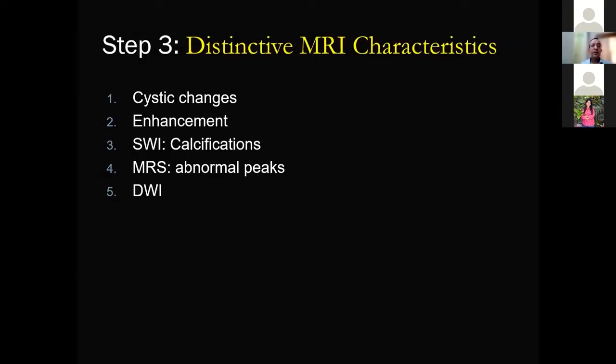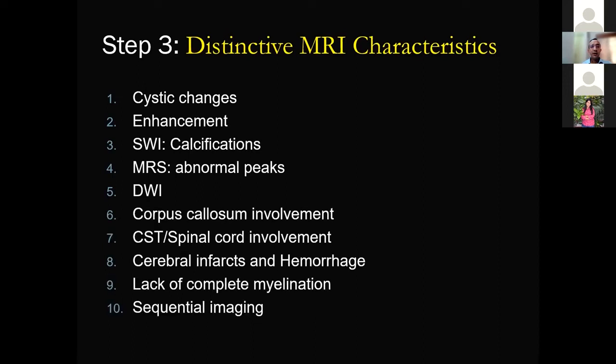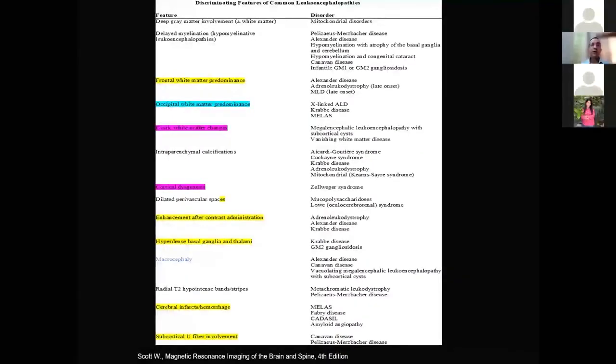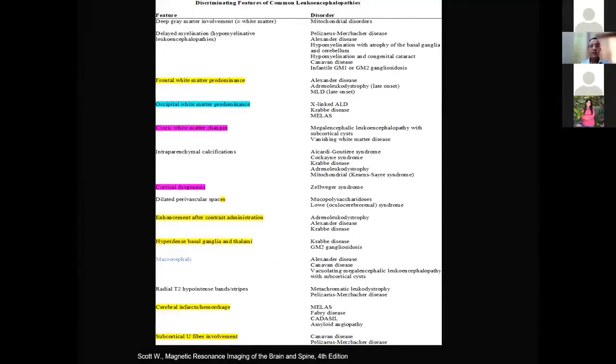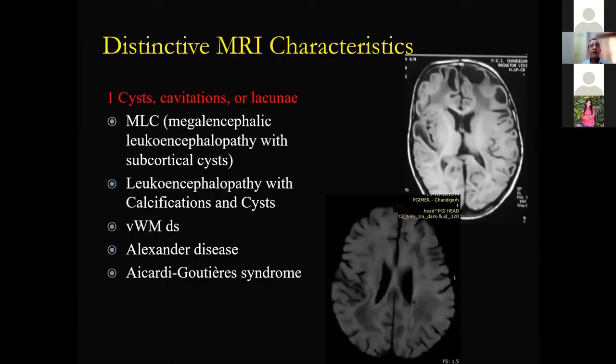After discriminating the diseases into the demyelinating and the hypomyelinating, then comes the step to look for the distinctive MRI characteristics. There is a long list of distinctive MRI features, and there is a long list of differential diagnoses for each characteristic imaging finding, which I will be discussing. First, look for the cysts, cavitation, or lacunes in the FLAIR or the T1 and try to delineate these changes.